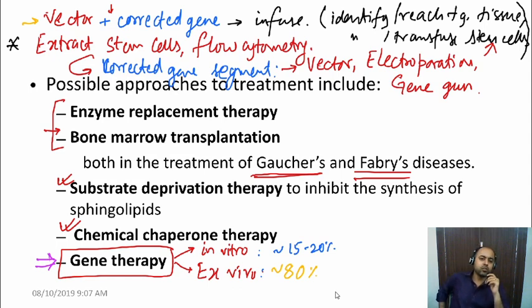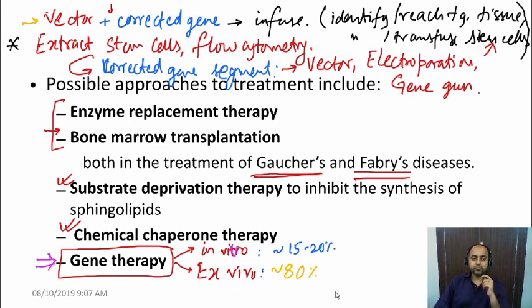In vitro, we are only using the vector and the corrected gene, and we are just directly infusing into the patient. Okay, so vector and corrected gene are working outside. Rather, we should call this one in vivo and ex vivo.